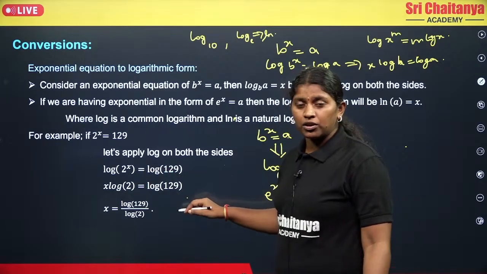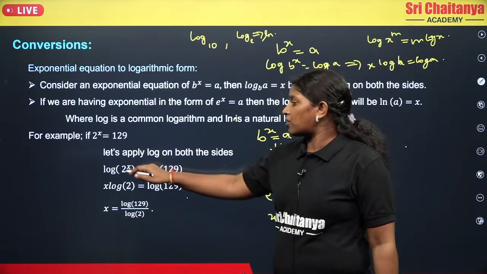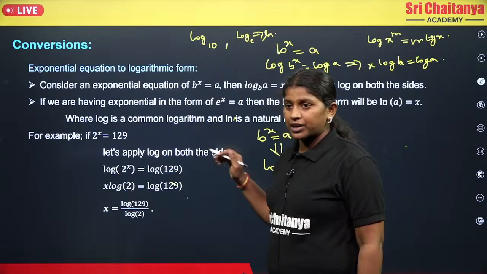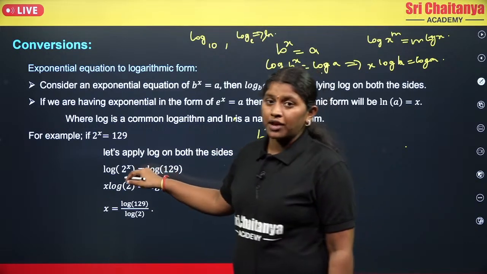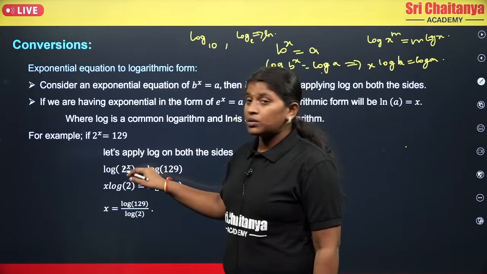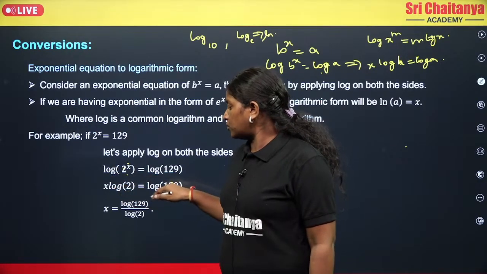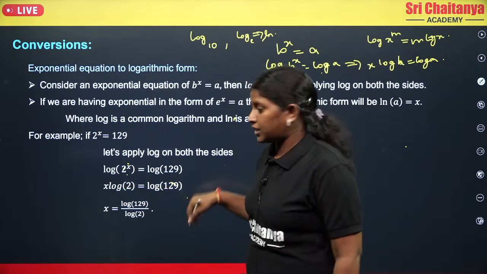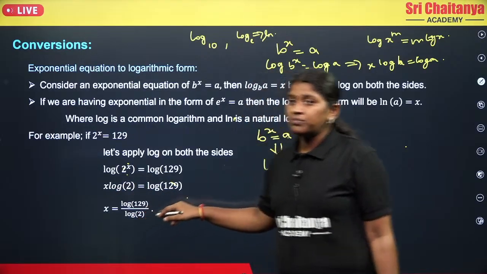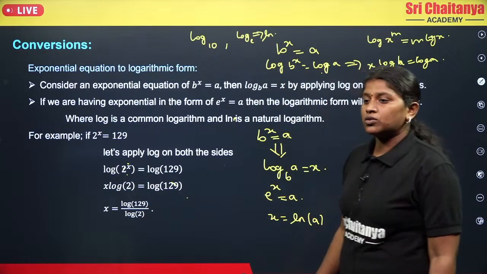We can take the common logarithm on both the sides. So log of 2 to the power x equals log of 129, and here it is in the form of m to the power x, x to the power m, so it will become m log x. So here it will be x log 2 equals log of 129, and from this the x value will become log 129 by log 2.